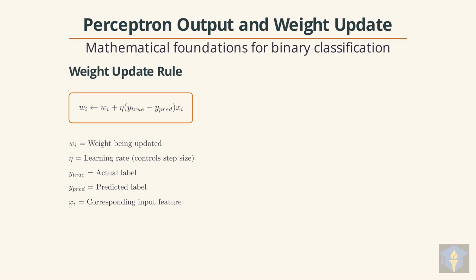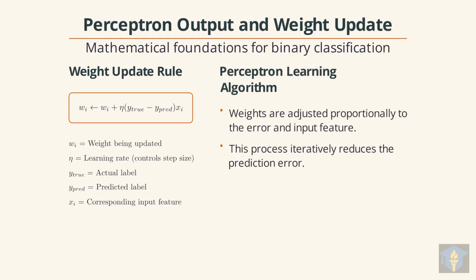Y true represents the actual, correct label for the given input data point, while y pred is the label that our perceptron has predicted for that same input. And xi is the corresponding input feature that contributed to the prediction. This rule forms the core of the perceptron learning algorithm, enabling it to learn effectively. The weights are adjusted in proportion to the prediction error and the associated input feature. This iterative process systematically reduces the discrepancies between predicted and actual labels, improving accuracy.